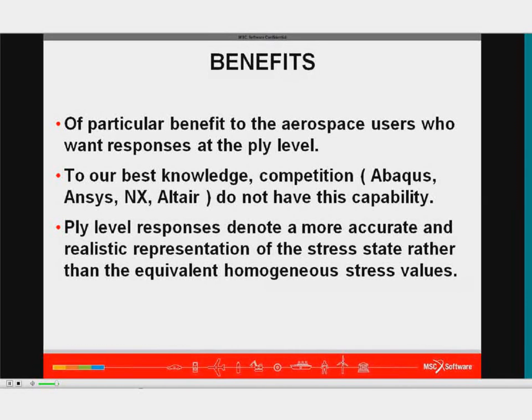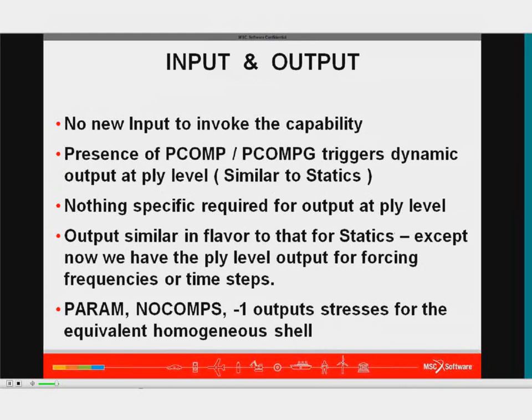Input and output follow the same pattern as for statics. So those of you who have used the static composite capability, there is no new input to invoke the dynamic composite capability. The presence of the PCOMP or the PCOMPG triggers dynamic output at ply level. So the same kind of ideas apply: you need to have stresses and forces in your case control for getting your failure indices, etc. Similarly for output, there is nothing specific required. You don't need any parameter or anything.